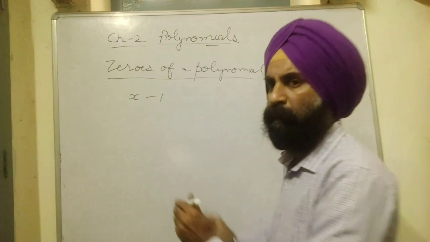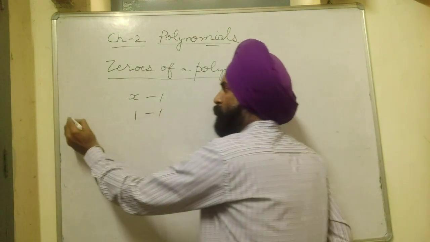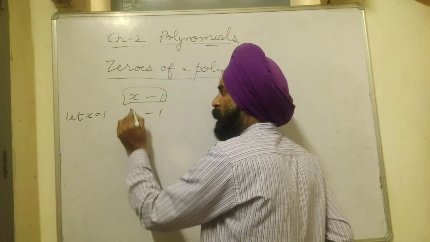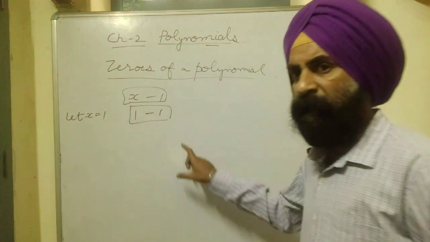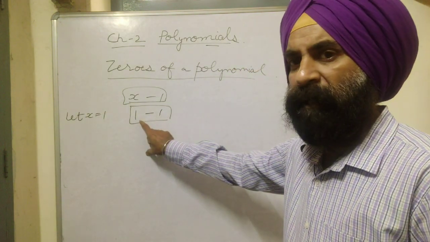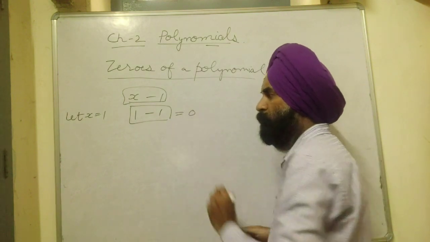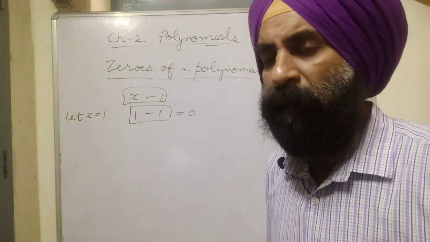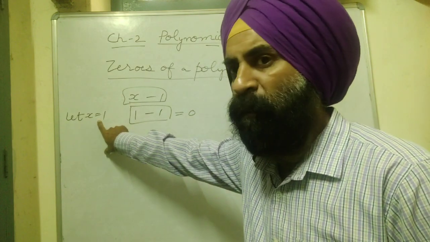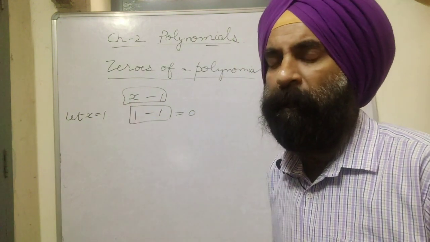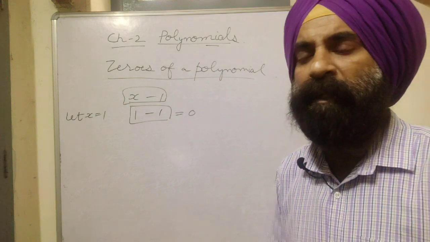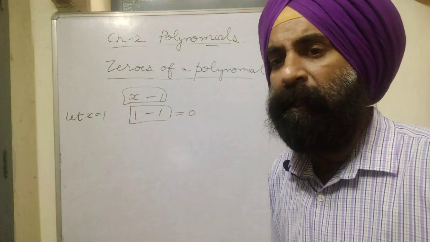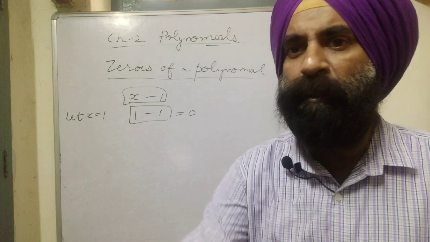If I let x be 1, then this polynomial will be written as 1 minus 1. I have put the value of x as 1 here, and 1 minus 1, I got 0. So if I get 0 after putting some value in the given polynomial, then I say that this particular constant is a zero of the given polynomial. Any polynomial can have some zeros. Like a linear polynomial has degree 1, meaning the highest power of x is 1, so it can have only one zero. Hope it is clear.